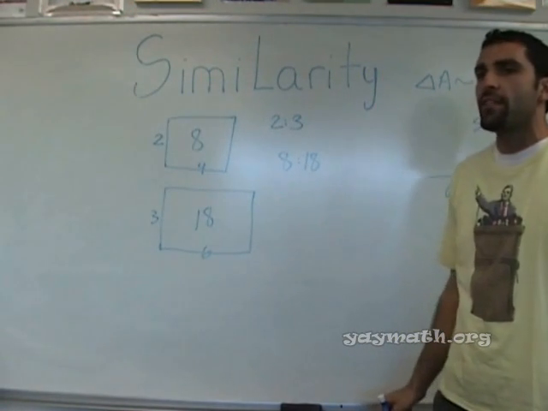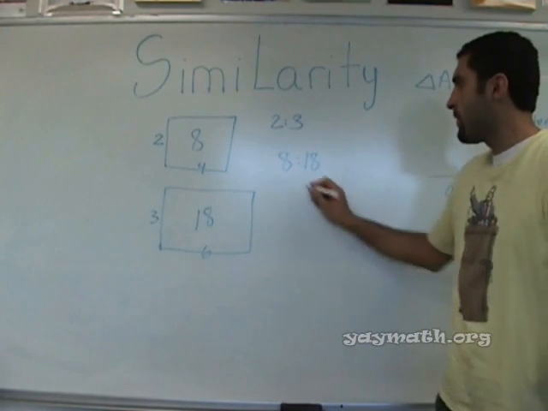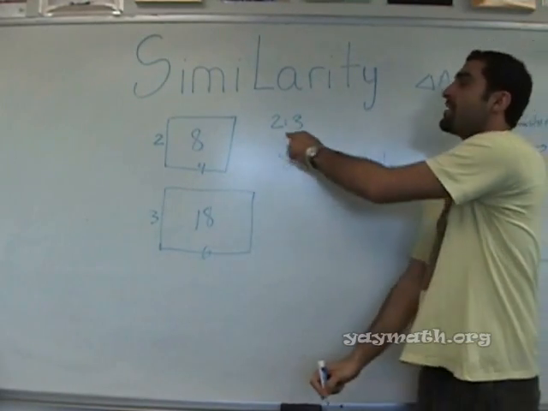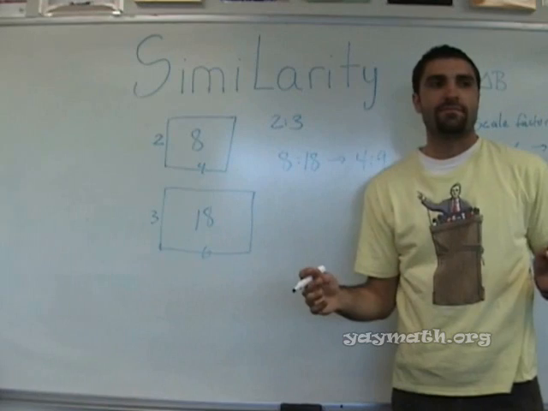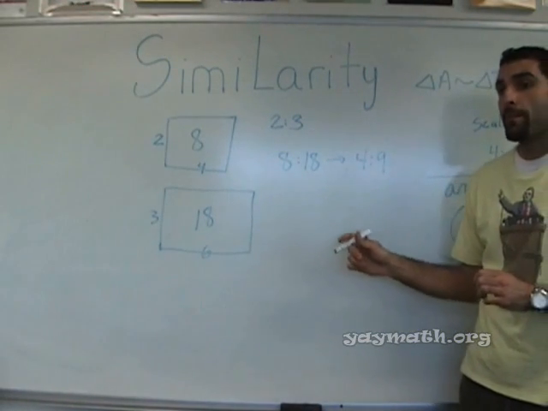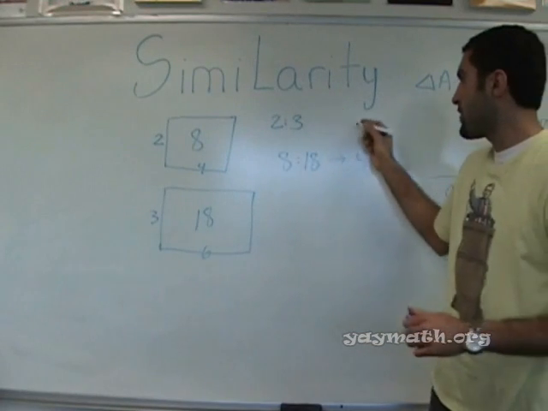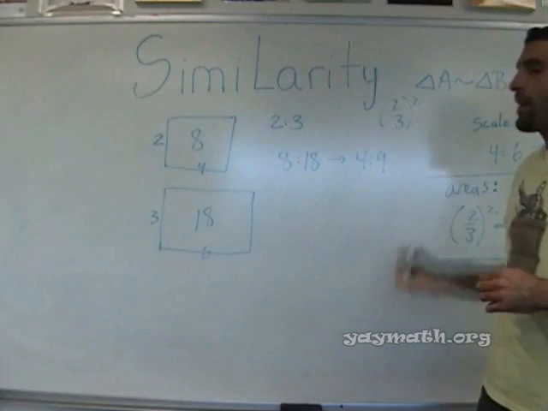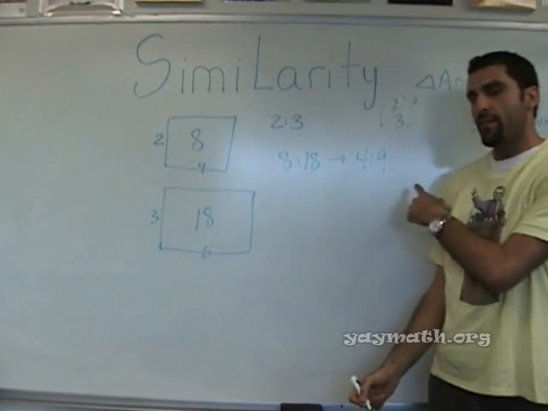And what is 8 over 18 simplified to? 4 over 9, doesn't it? Which is 2 over 3 squared. You got it? 2 over 3 squared. Okay, so that's how area works for scale factor.